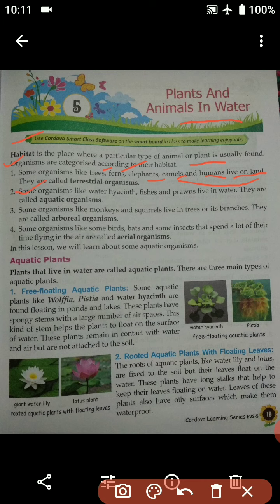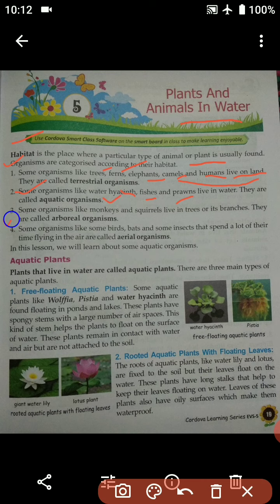Number 2, you see, some organisms like water hyacinth, fishes, prawns live in water. So we all know that there are certain plants that live in water. For example, water hyacinth; fishes also live in water, prawns also live in water, and as they live in water, they will be called aquatic organisms.